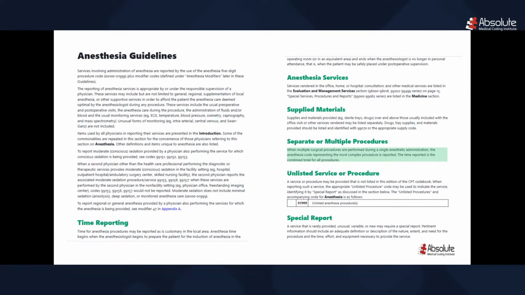Okay. And next is about the unlisted services or procedures. So if no codes exist in the CPT manual for the anesthesia service which you're looking for, then you have to use the unlisted anesthesia code. And remember, submit it with a special report explaining the service. All right. And that is all about the anesthesia guidelines.